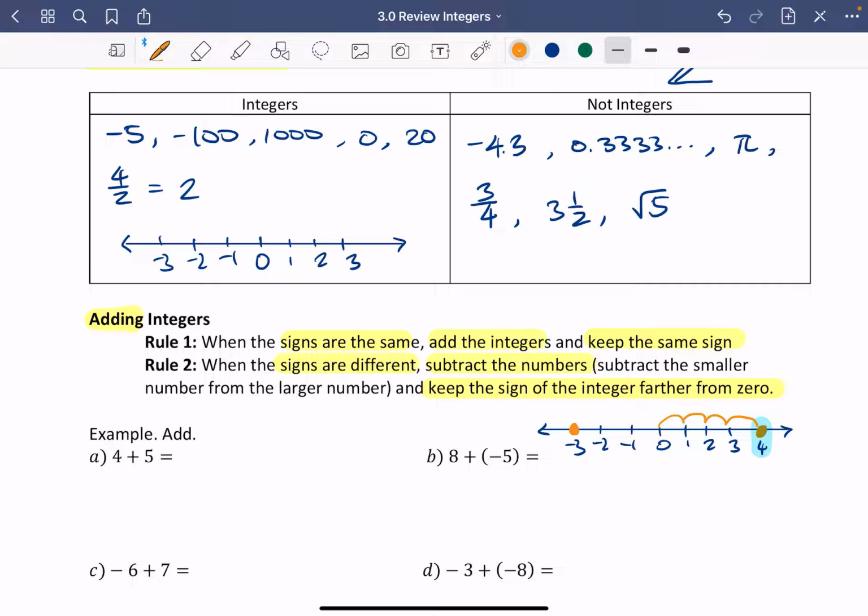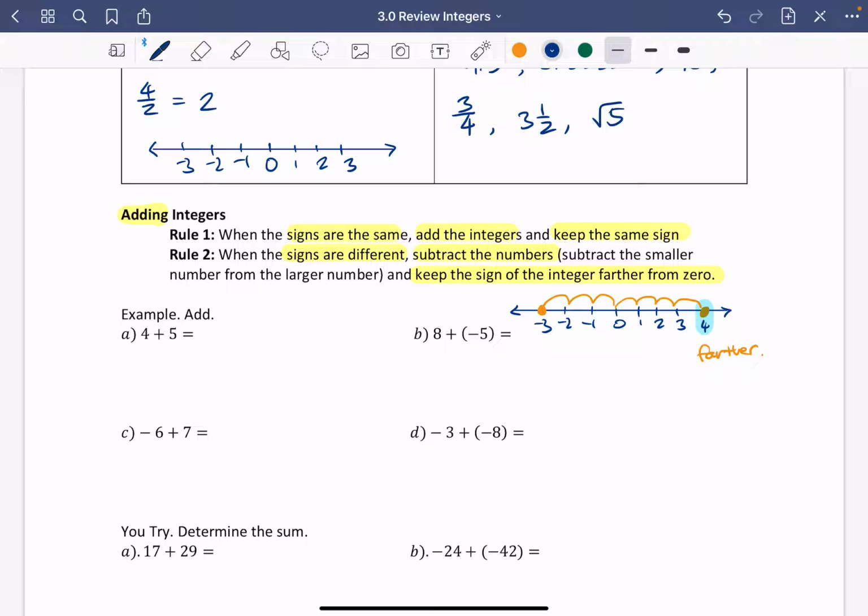Okay, now let's do some examples together. First example, 4 plus 5. Well, what's the sign of the two numbers? If there's no sign, it means it's positive. So 4 is positive 4, plus 5 is positive 5. So positive 4 plus positive 5, they are the same sign. We're going to use the first rule. We're going to add the two numbers. 4 plus 5 is 9. We're going to keep the sign. Well, both of them are positive, so the sign will be positive. So it's plus 9. And you can write it as just 9. Either way will be fine.